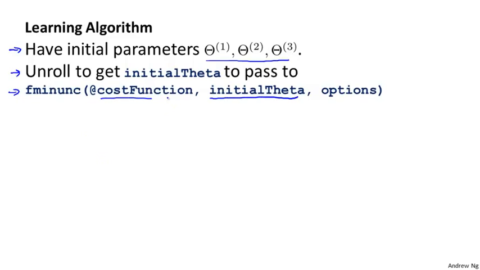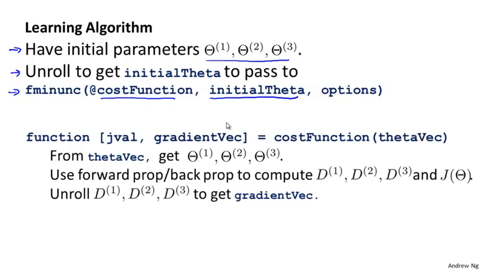The other thing we need to do is implement the cost function. Here's my implementation of the cost function. The cost function is going to be given its input theta vec, which is all of my parameters in the form that's been unrolled into a vector. So the first thing I'm going to do is use theta vec and the reshape function. I pull out elements from theta vec and use reshape to get back my original parameter matrices theta 1, theta 2, theta 3. So these are going to be matrices that I'm going to get.